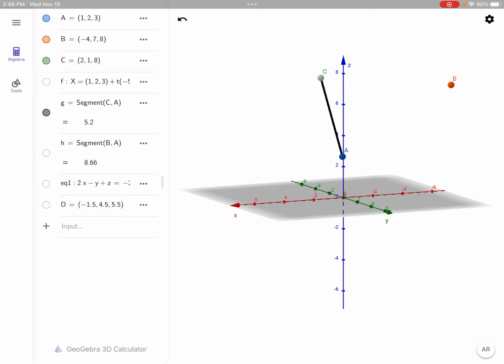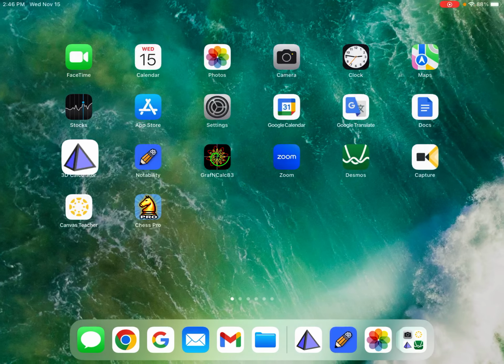So when I turn on the A to B, it says that its length is 8.66. And then let's check and see if that's correct.